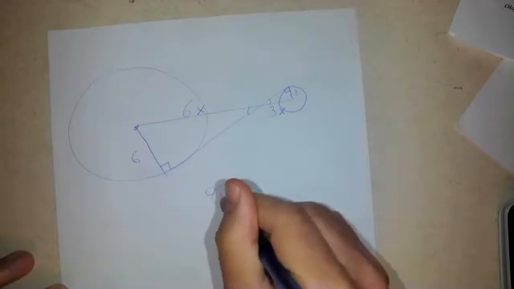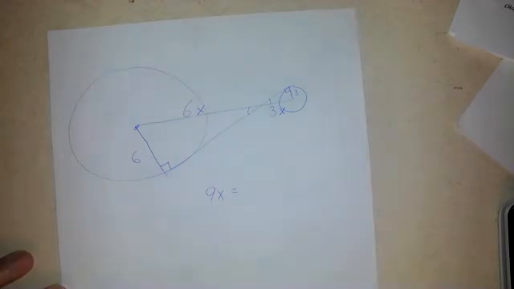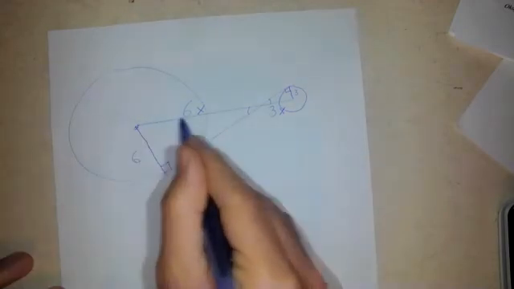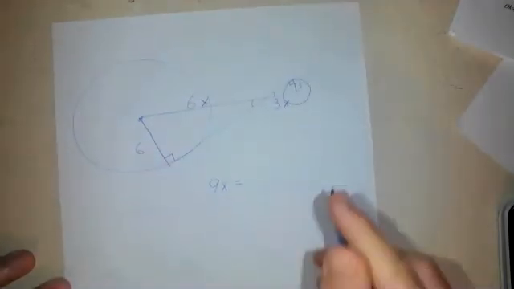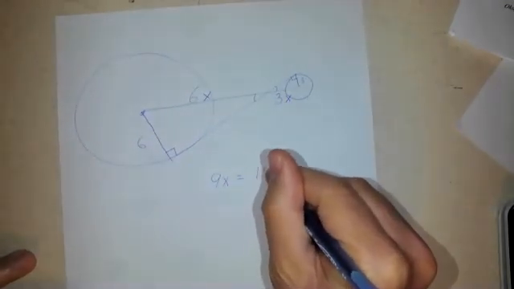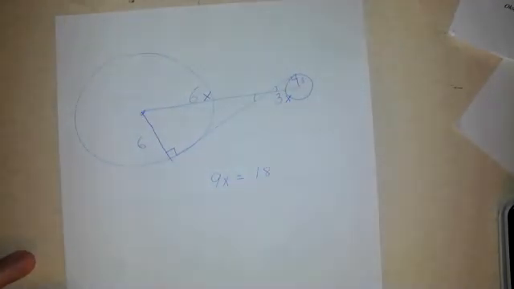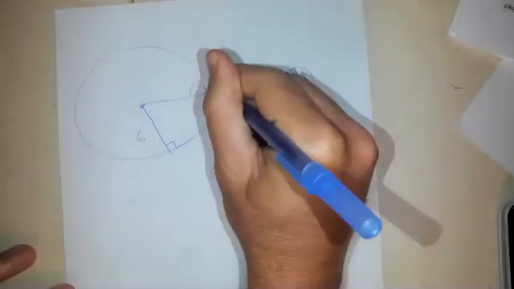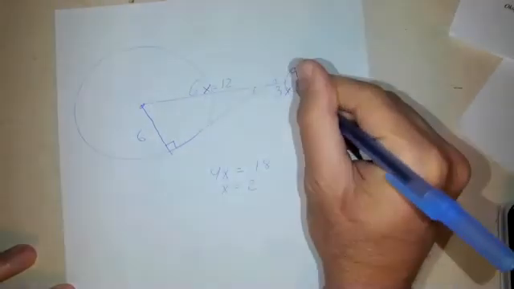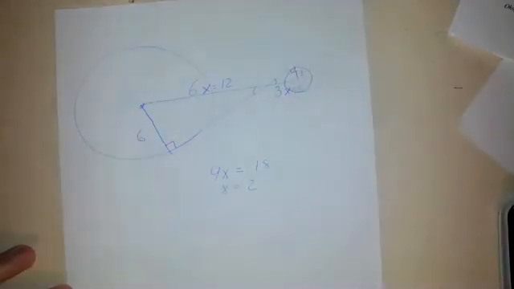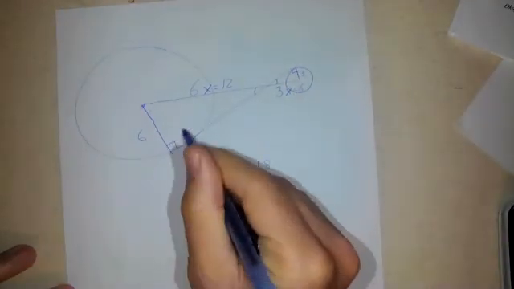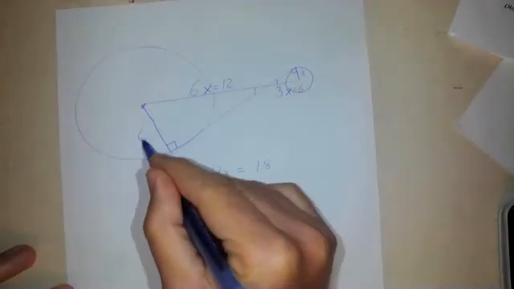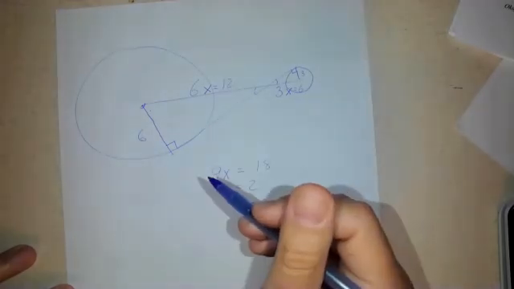Together, they are 9x. And I didn't want to put in what that length was beforehand because it wouldn't have fit real nicely into my diagram. But there it is. Together, they're 18. Well, I guess x equals 2, and 6x must be 12, and 3x must be 6. Got myself a right triangle with a 6 and a 12.